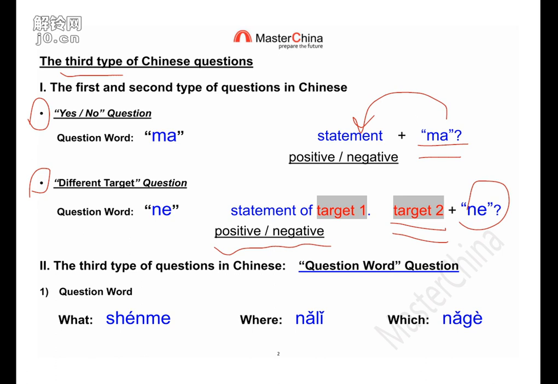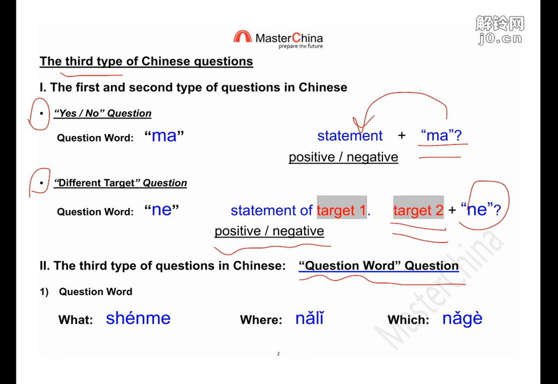What's the biggest? We call it the question word question. It means we use words like what, where, which, how much, how about, when, how to do. All these question words are included in this type. According to the content of this chapter, we should learn the first 3 question words in this part, but through these 3 words you can understand the basic structures of this type.